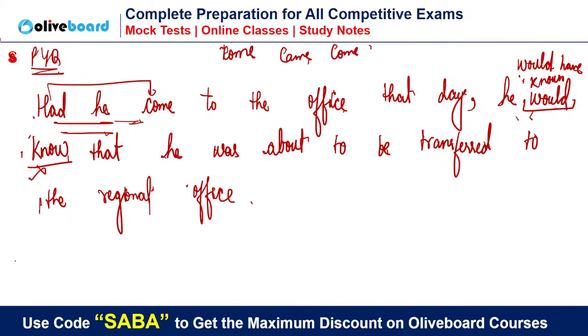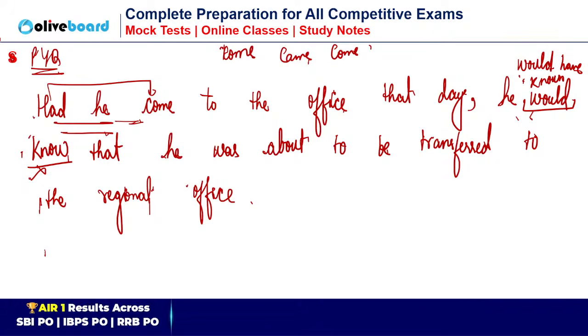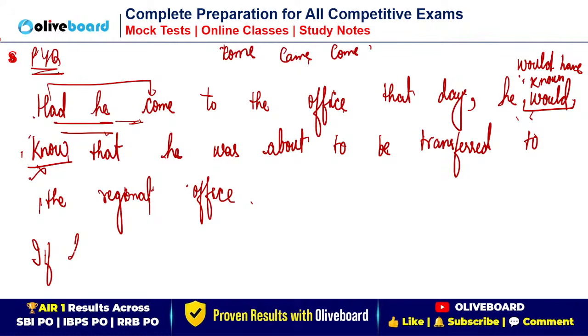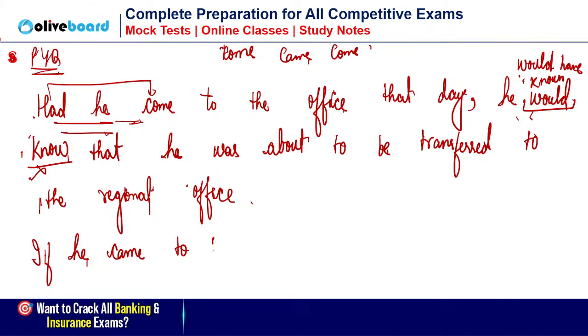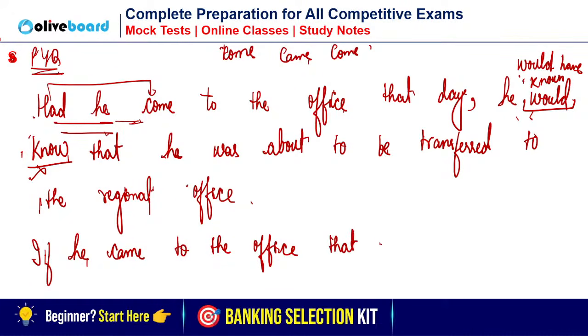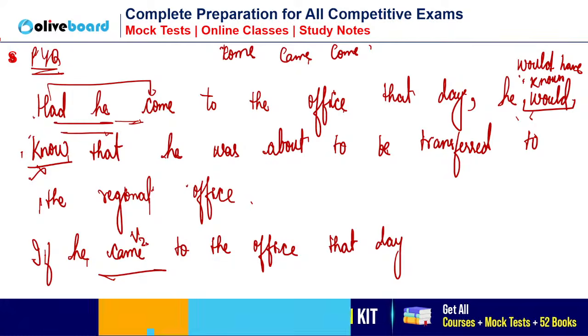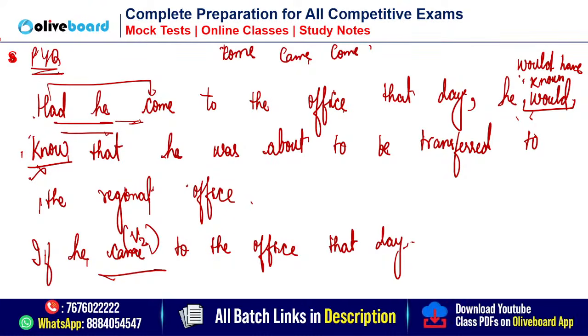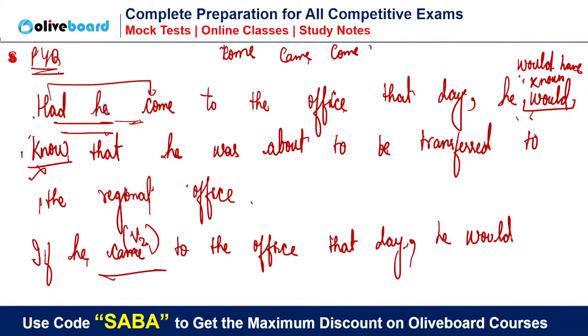See, those who are getting confused between the second condition and the third condition, please pay attention here. If I write the same sentence this way, if he came to the office that day, now you will use the second condition here because it is V2. So here you will say that he would know that. If he came, then you will say that he would know that.